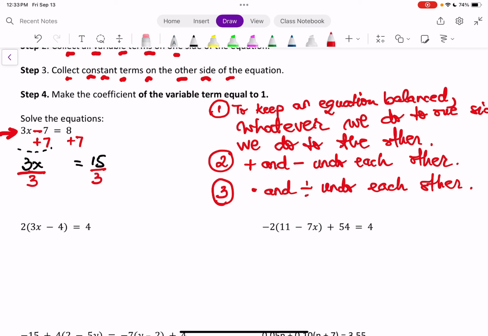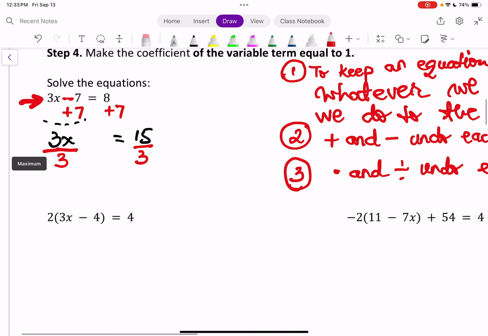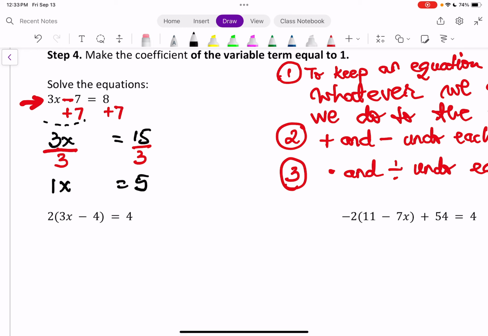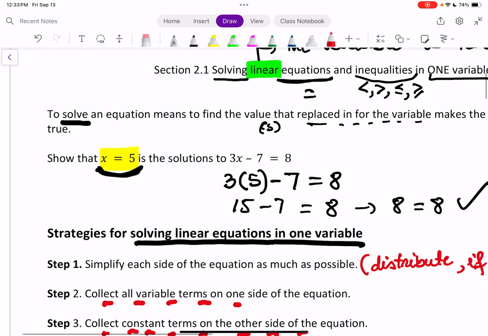Okay, so how is this helpful? Well, 3 times x divided by 3. 3 divided by 3 is in fact 1. And the good news is that 1 times anything is the number itself. So 1 times x is the same thing as just x. As you see, we got x all by itself, and it tells us that x will have to equal 5, which is the solution that we tried earlier.